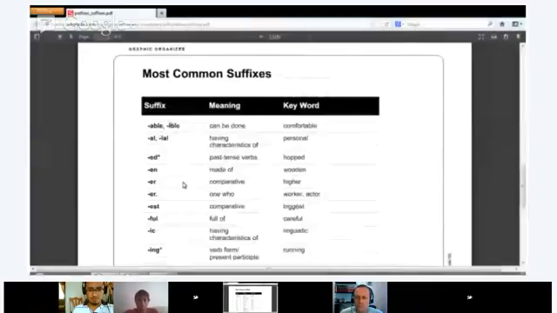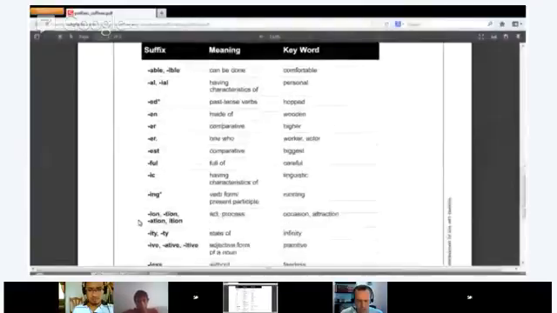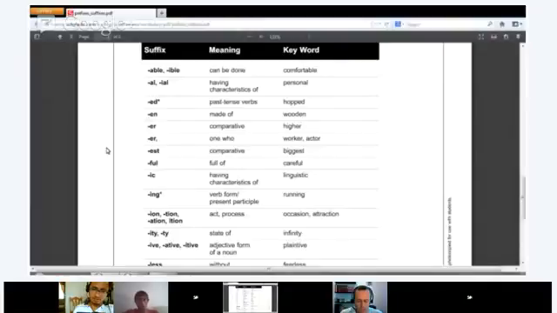Okay, let's go down to most common suffixes. We're going to read 4 of these as well. Inga, please read the first 4. Able, can be done, comfortable. Al, having characteristics of, personal. Ed, past tense verbs, hopped. En, made of, wooden. Good, thank you. And let's go to the next 4.